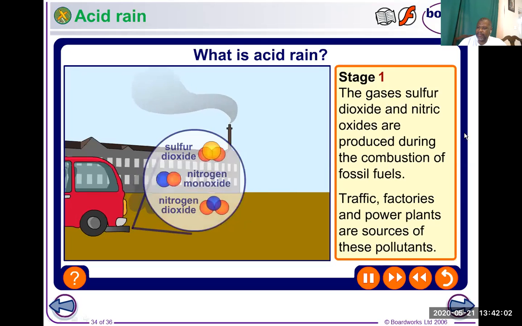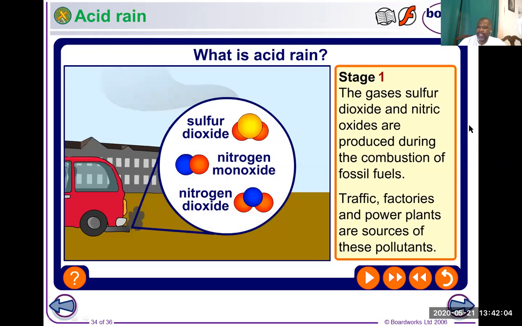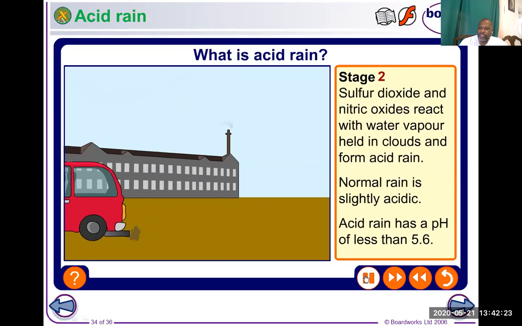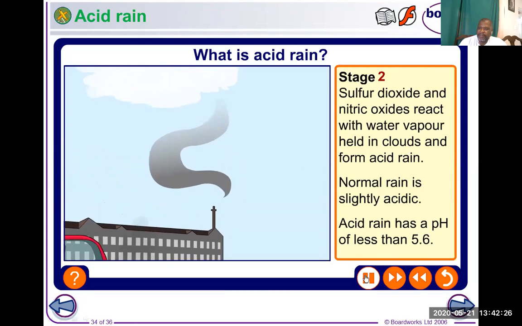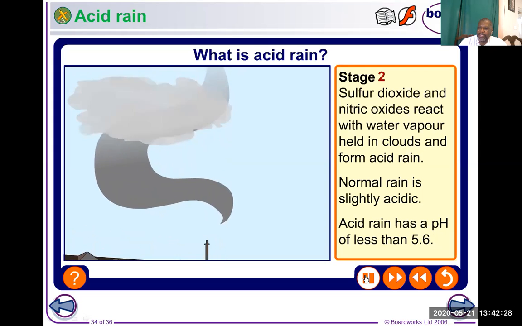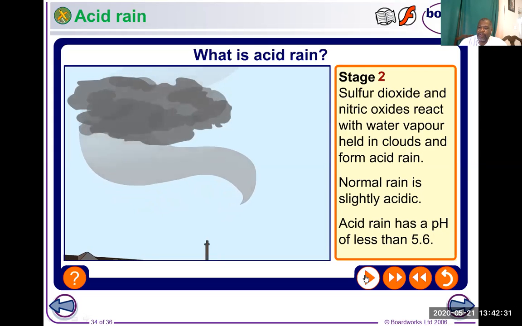So we say that sulfur dioxide and nitric oxide are produced during the combustion of fossil fuels. Tractors, factories, power plants are all sources of these. So look at the gases, sulfur dioxide, nitrogen monoxide, nitrogen oxide. These are coming from the exhaust of all these machineries. Sulfur and nitrogen dioxide react with water vapor held in the cloud and form acid rain. That's the simple way of understanding it.